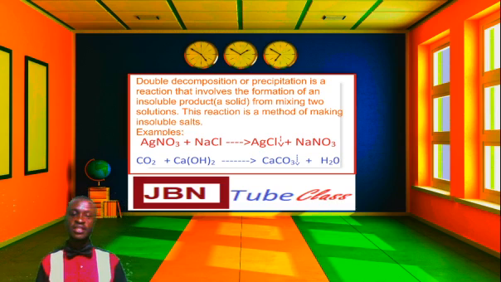Okay, another example we have on the board is the reaction between carbon dioxide and calcium hydroxide. This is the reaction that is used to test for carbon dioxide in the laboratory. When you bubble carbon dioxide through lime water, you are going to get a milky precipitate, or a cloudy appearance will appear in the solution. That is the sudden formation of a solid. So this reaction also makes use of the principle of precipitation reaction or double decomposition reaction.